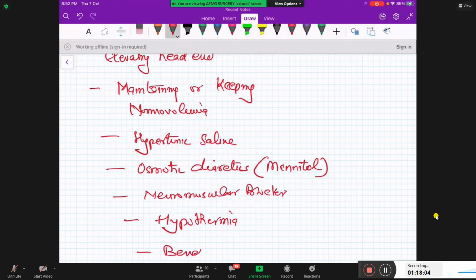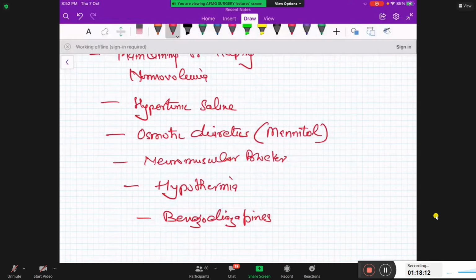Benzodiazepines lower intracranial pressure. Barbiturates also lower intracranial pressure. So these are the various things medically which can lower intracranial pressure. And highlight it in your notes.